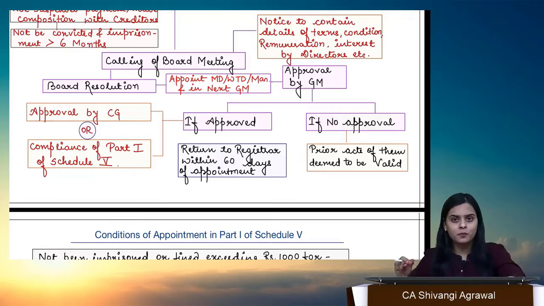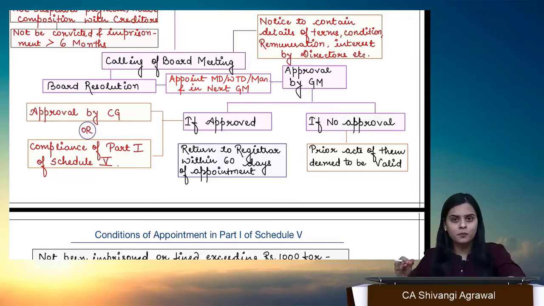Now, in certain cases, you need the third approval as well. 3 stages I told you: BR, OR and then CG. CG approval is not needed in all cases. CG approval is needed in certain cases only. If you comply with conditions given in part 1 of Schedule 5, no need for central government approval at all. But if you don't comply with these conditions, then also you can be appointed subject to approval by CG.